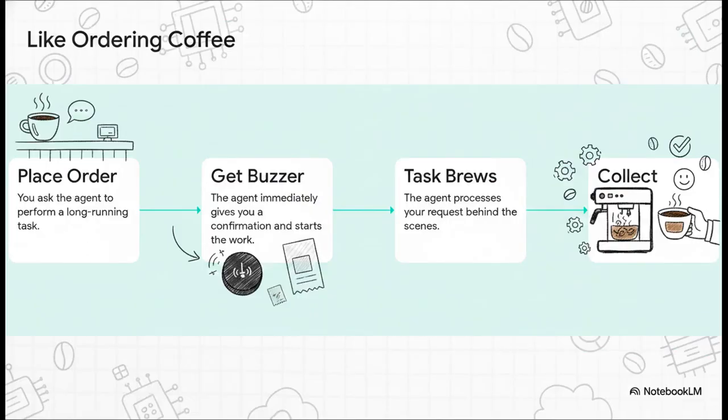You know, the best analogy is ordering coffee at a busy cafe. You don't just stand at the counter and stare at the barista, right? Of course not. You place your order, they hand you one of those little vibrating buzzers, and you go find a seat. The task of making your coffee is brewing in the background. When it's ready, that buzzer goes off and you go grab your drink. That, in a nutshell, is async processing.